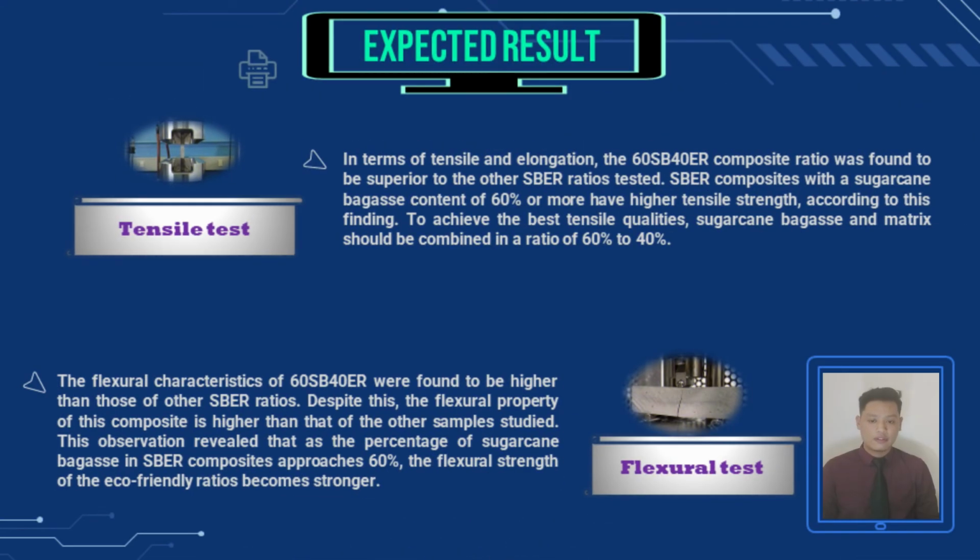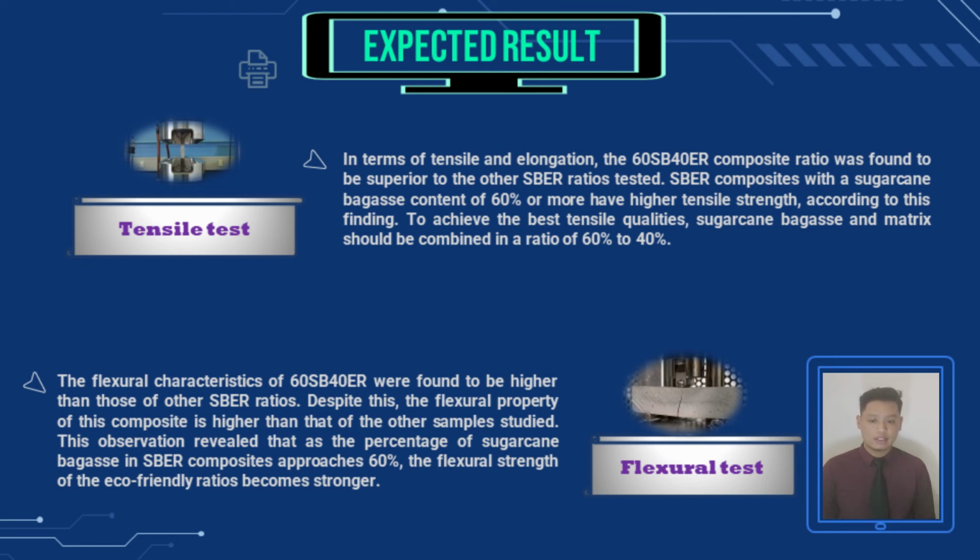Expected result for tensile test. In terms of tensile and elongation, the 60 SB 40 ER composite ratio was found to be superior to the other SBER ratio test. SBER composite with a sugarcane bagasse content of 60% or more have higher tensile strength according to this finding. To achieve the best tensile qualities, sugarcane bagasse and matrix should be combined in a ratio of 60% to 40%.